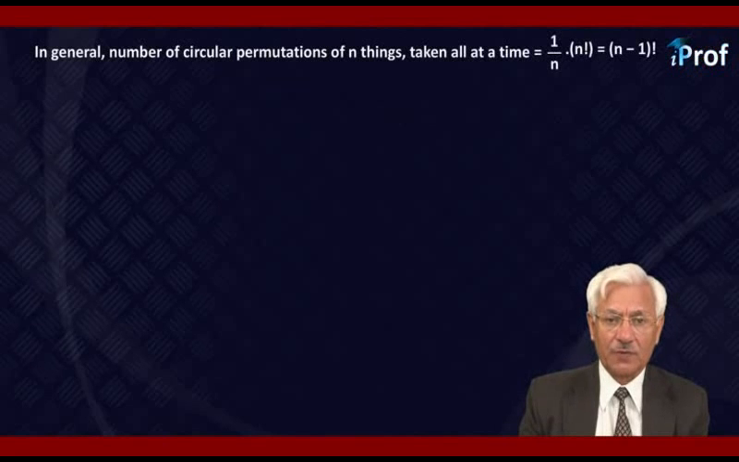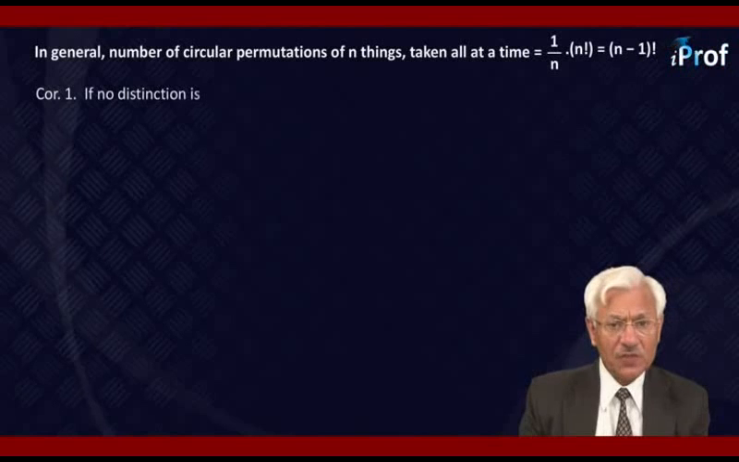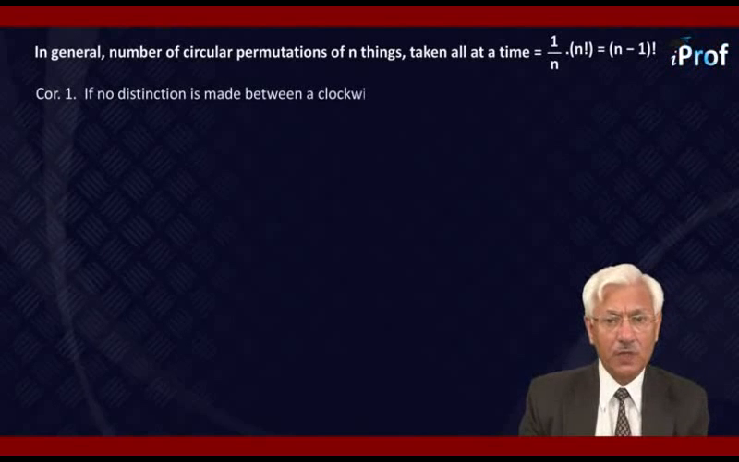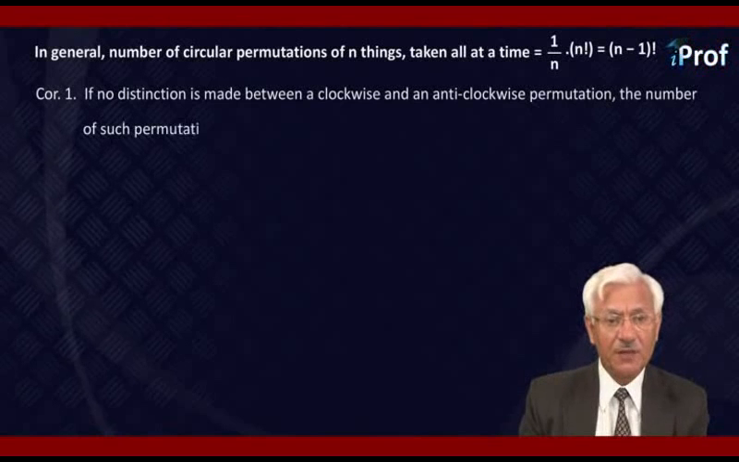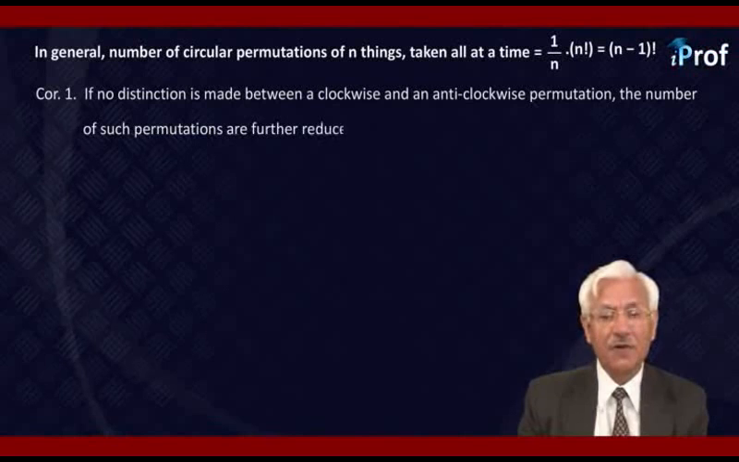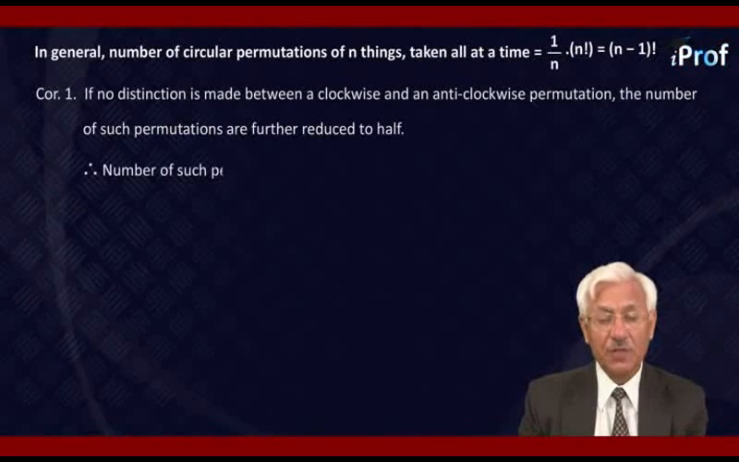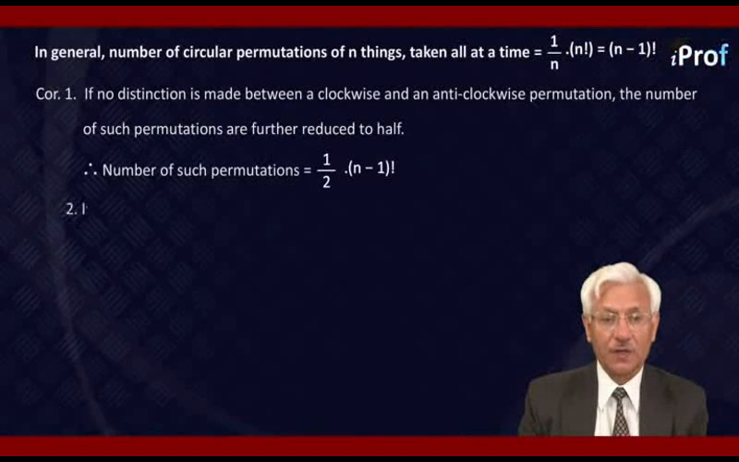n minus 1 factorial. If no distinction is made between a clockwise or an anti-clockwise permutation, the number of such permutations is further reduced to half. The number of such permutations therefore becomes 1 upon 2 times n minus 1 factorial.